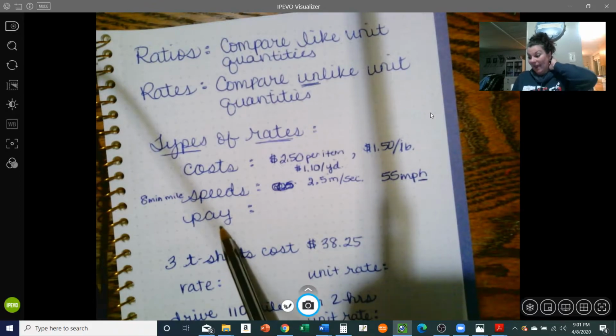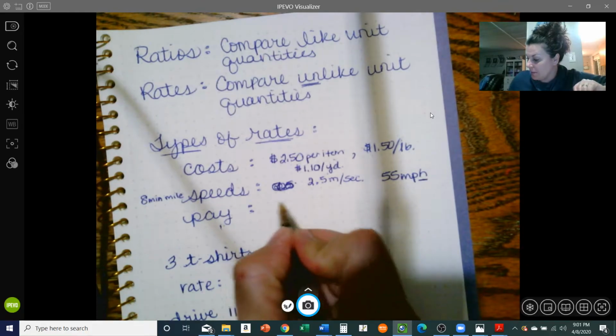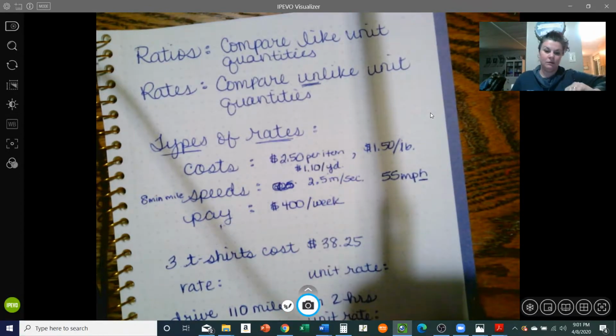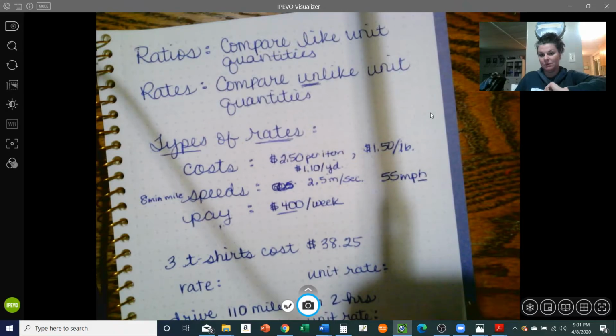So pay is another type of common rate. We might get paid, maybe you get paid, $400 per week. And that's how much money you make in 1 week. So 1 week is the unit, the single unit. And the $400 is how much you're getting.